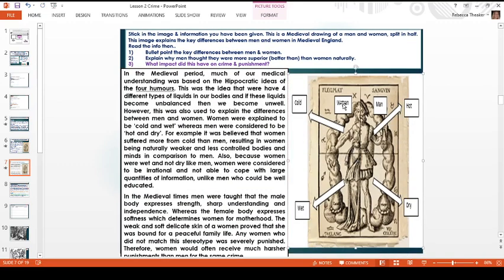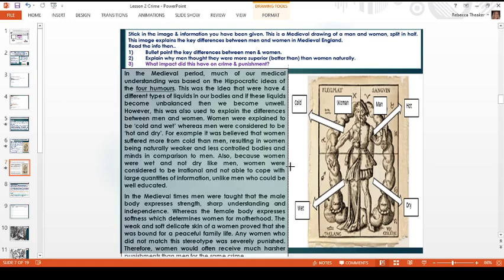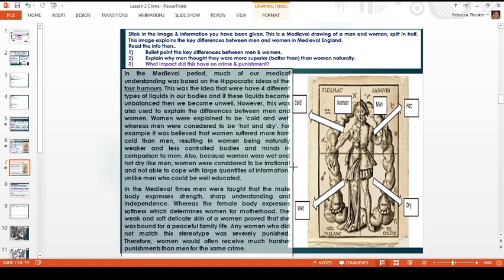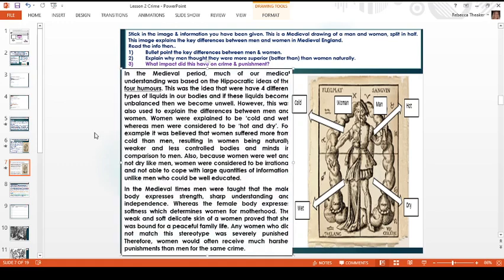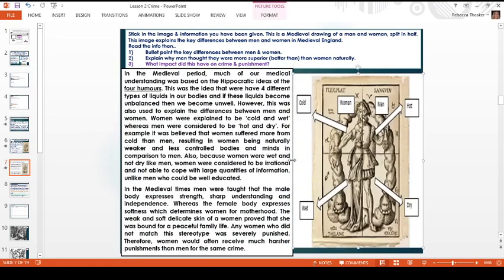So the image is split in half, woman on this side, man on that side, but the word also means this. It's saying that men are hot and dry, but it's also referring to women as being cold and wet. So what does that actually mean? You're going to give this information a little bit of a read once I get this onto the screen. Yep, sorry. So we're going to read this together, and then I'd like you to try and answer these questions at the top that I've just gone over, okay?